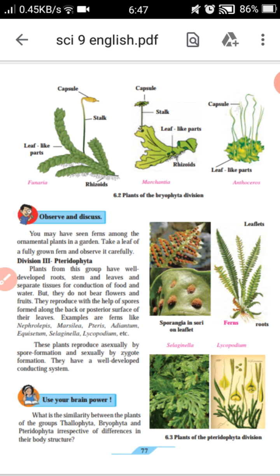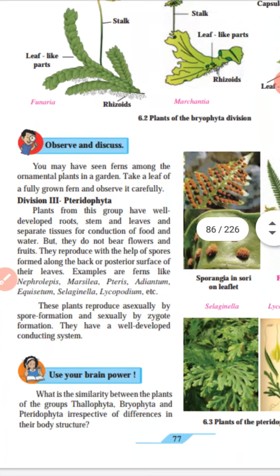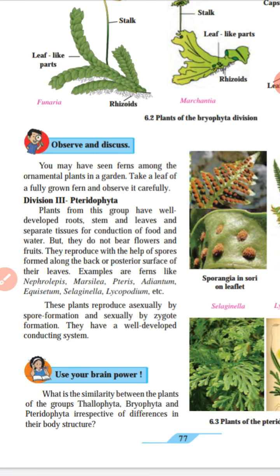They reproduce with the help of spores, and these spores are formed along the back or posterior surface of their leaves. For example, ferns like Nephrolepis, Marsilea, Pteris, Adiantum, Equisetum, Selaginella and Lycopodium. These are the examples of the Pteridophyta division.